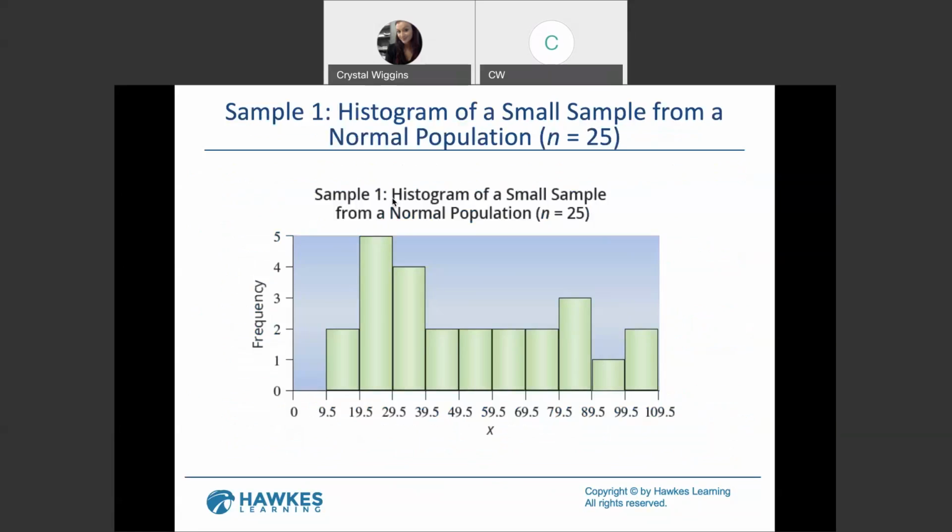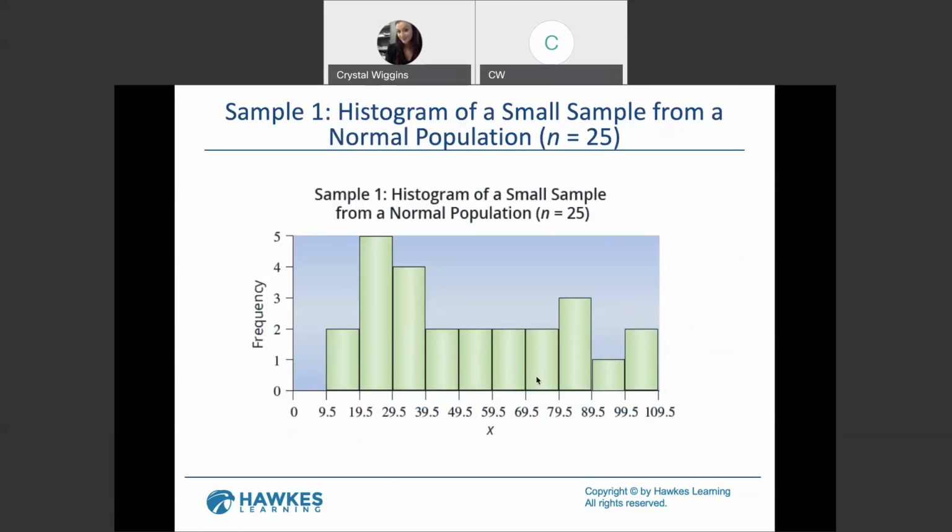So here is a small sample size of 25, and we can see that there is vaguely a bell shape. This one looks more bimodal than anything, because it has two humps here. This isn't too pretty, but again, we know that it's coming from a normal population, so we would consider it bell shaped.